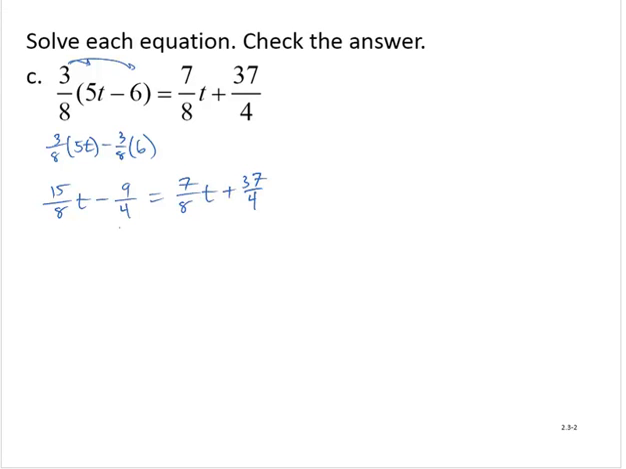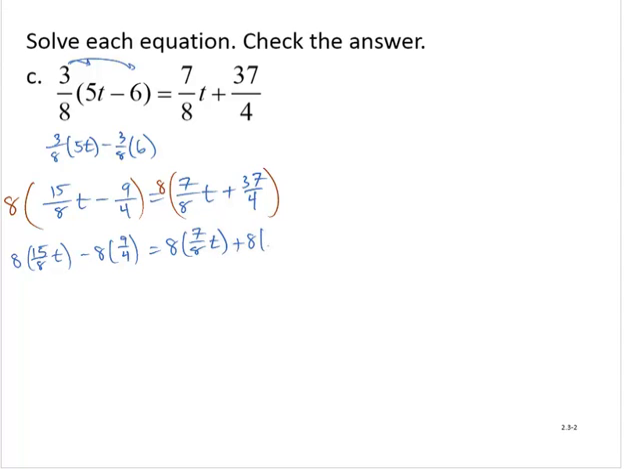Now the LCD here is 8. So I'll multiply through both sides of the equation by 8 and apply the distributive property. So I have 8 by 15/8 t minus 8 by 9/4 is equal to 8 by 7/8 t plus 8 by 37/4. Simplifying, I can reduce the 8's in the first term, leaving 15t. I can reduce between the 8 and the 4, leaving a 2 and a 1. So that would give me a minus 18.